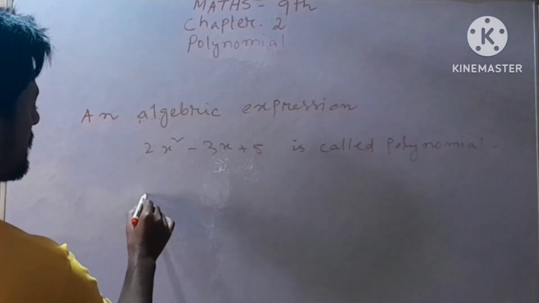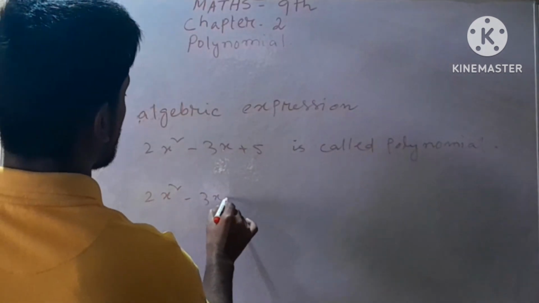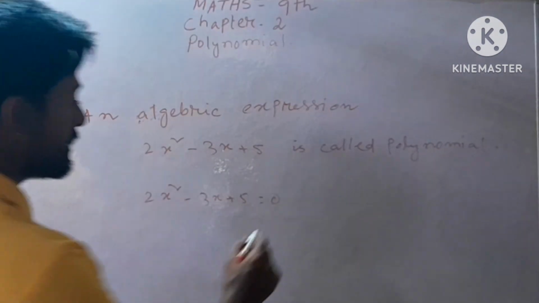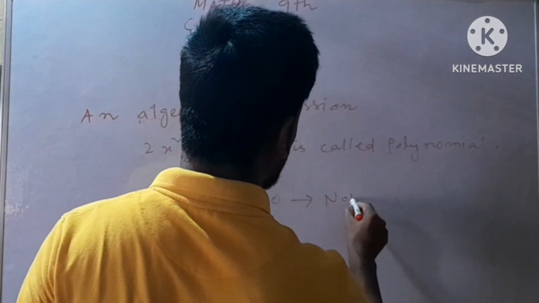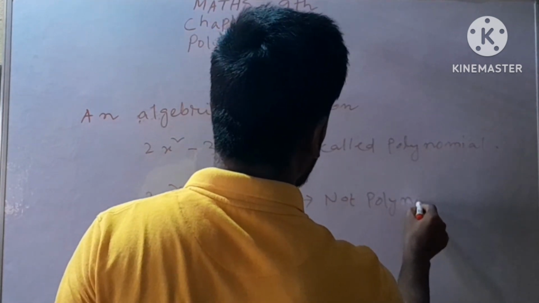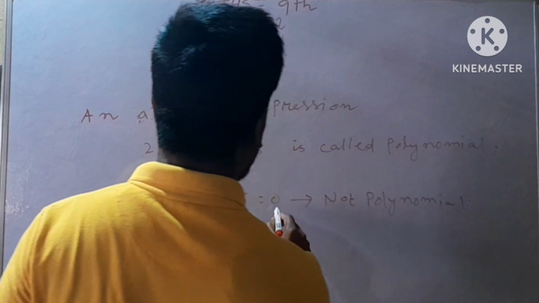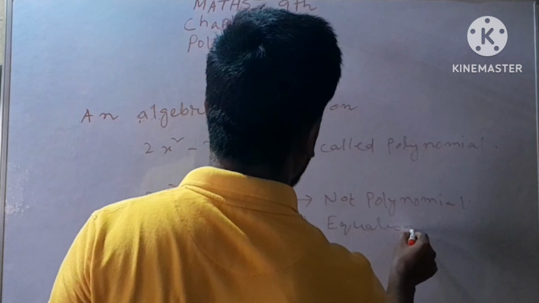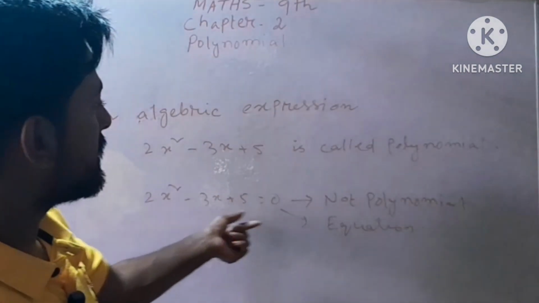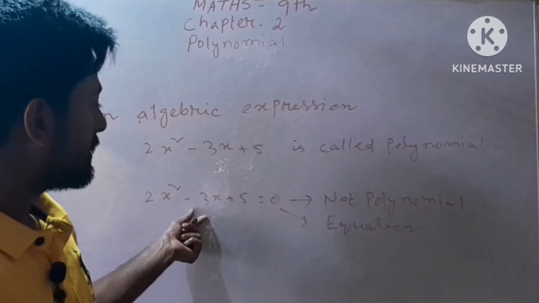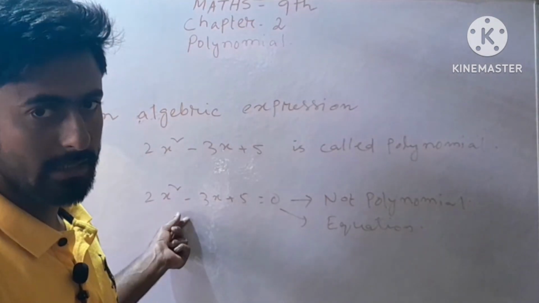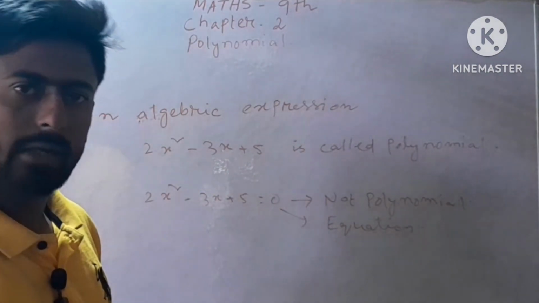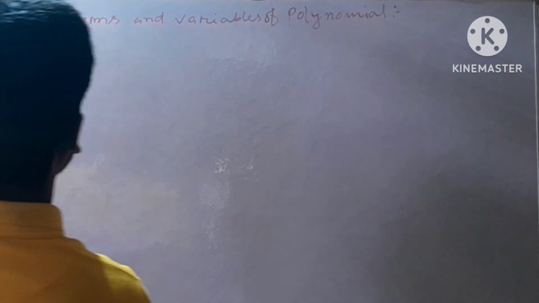If you write this expression like 2x square minus 3x plus 5 equal to 0, then it will be an equation. It is not polynomial. So in polynomial and equation there is something different. In equation we have both left hand side and right hand side, but in polynomial we have no left side and no right side.